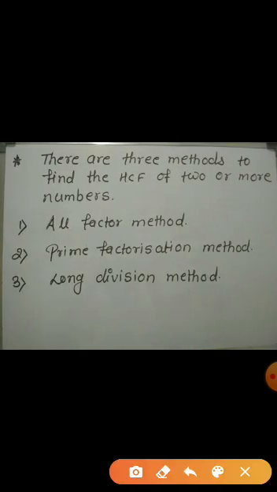Now let's see how to find the HCF of any two given numbers or more than two numbers. We have three methods to find the HCF. The first one is the all factor method. The second is the prime factorization method, and the third is the long division method. Now let's start first with the all factor method.